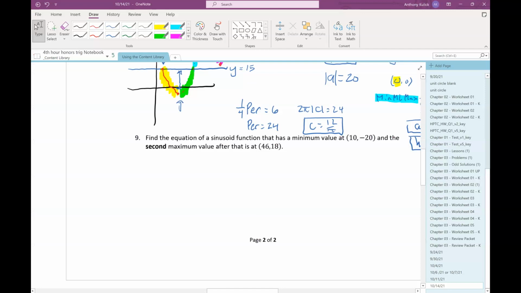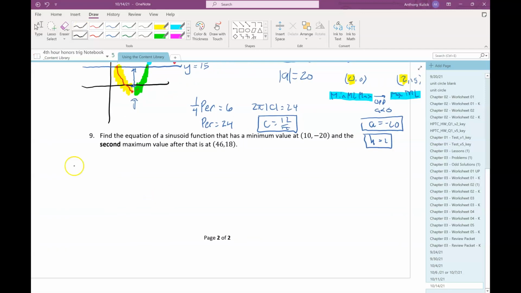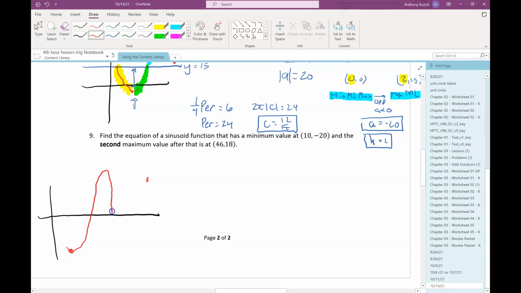Okay. So again, he's just asking for the period, so I'm going to sketch the picture so we can reason out where the period is. But that's all I'm going to really do. So I have 10, -20. And then 46, 18. And we're told that the 10, -20 is a minimum. And the second maximum after that is the next point. So we go to a maximum, back down to a minimum, and then back up to there. Right?